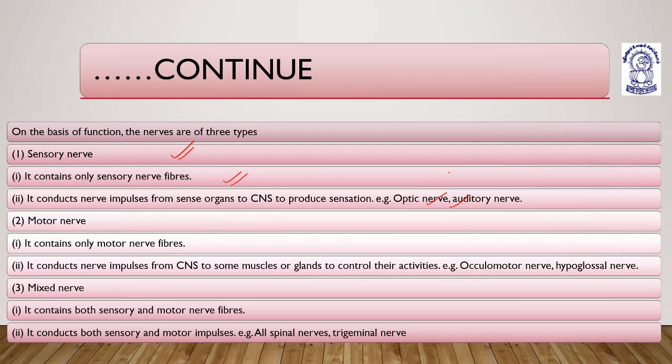Motor nerves consist only of motor nerve fibers. They conduct nerve impulses from the central nervous system to muscles or glands to control their activities, like the oculomotor nerve and hypoglossal nerve. Then come mixed nerves. They contain both sensory and motor nerve fibers and conduct both sensory and motor impulses. All spinal nerves and the trigeminal nerve are mixed nerves.